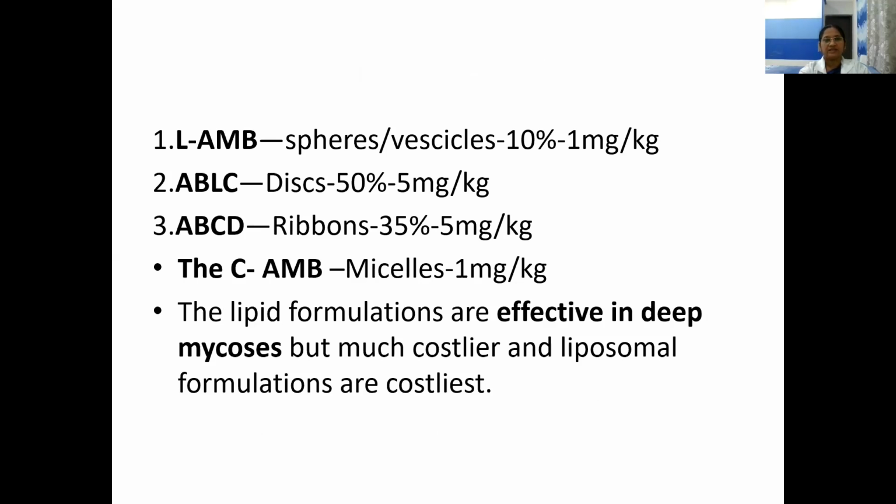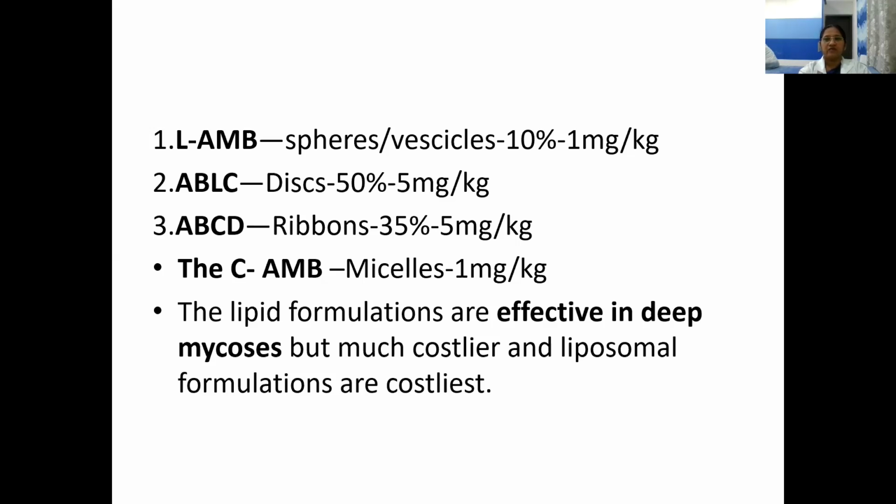Coming to the ABLC, that is amphotericin B lipid complex. This drug is available as discs and the drug present in the amphotericin B lipid complex is only 50%. The dose is 5 milligrams per kg body weight. The third lipid compound is amphotericin B colloid dispersion. That is, it is available as ribbons and the drug is only 35%. The dose is 5 milligrams per kg body weight.